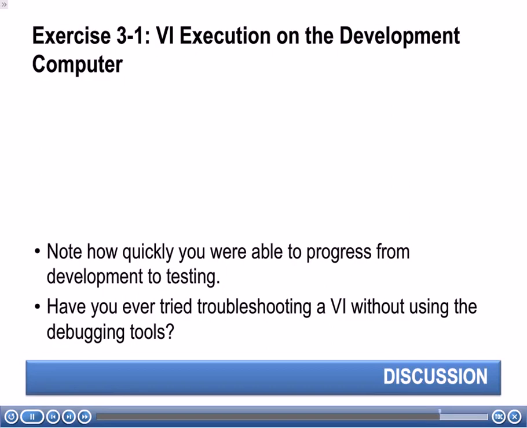Have you ever tried troubleshooting a VI without using the debugging tools? Imagine you were trying to troubleshoot a VI and you didn't have the ability to single step, you didn't have any breakpoints, you didn't have highlight execution, you didn't have any probes either. You can imagine that would be very difficult. The point that I'm trying to make is once you're executing your VI on the FPGA hardware, when the VI is running on the FPGA, you no longer are able to use highlight execution, and you're not able to use single stepping because the logic is already running on hardware.